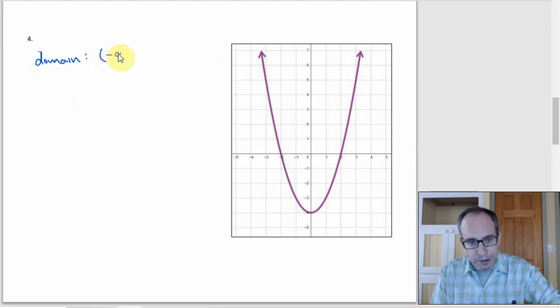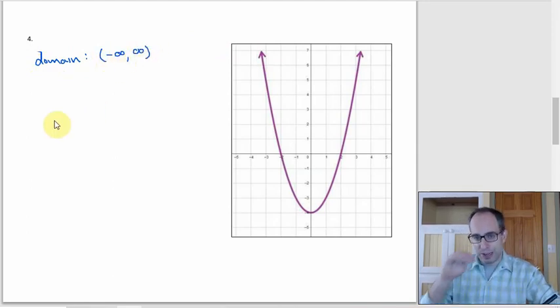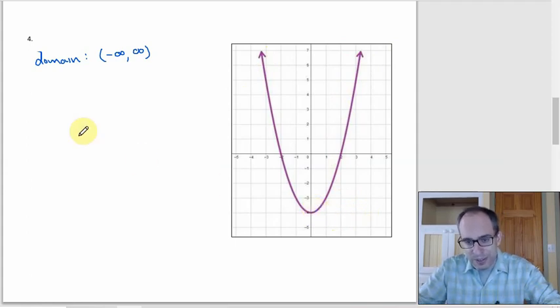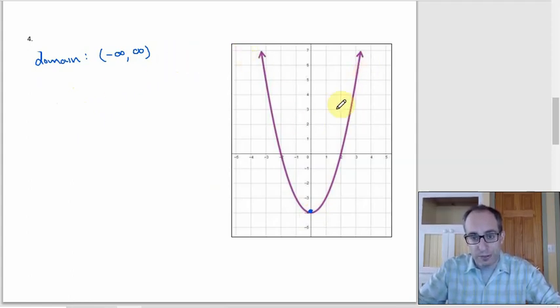So I guess I'll just jump right to the interval this time. But then what about the range? There's no highest point because of these arrows, but there is a lowest point, which is down here. Also looks like it's the y-intercept. So this point right there looks like it's (0, negative 4). So negative 4 is the smallest y value on this function.